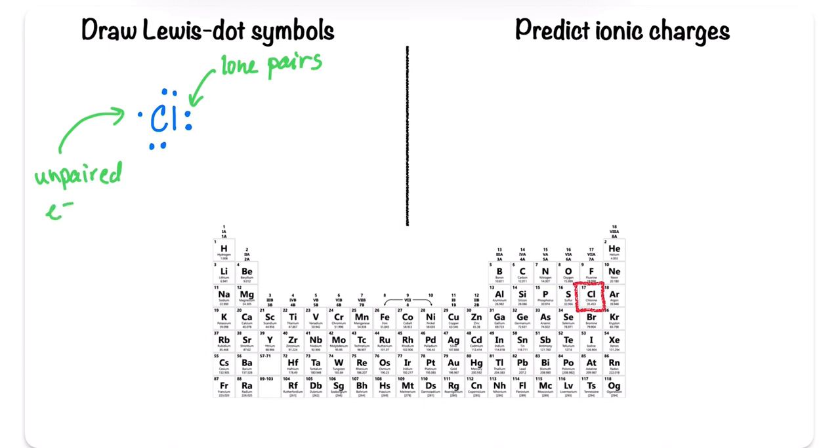Okay. We also need to be able to predict ionic charges. So here recall that your ionic charges are determined by whether you have a metal or a nonmetal. So if you have metals, metals tend to lose their valence electrons, nonmetals tend to gain them. So the trend for that is in the first group, the first column, all of those are going to form 1+ ions.